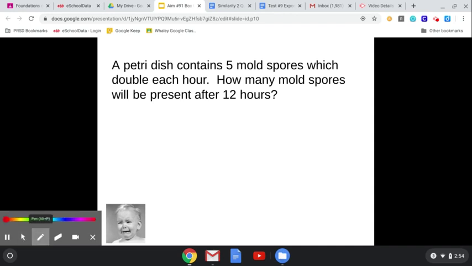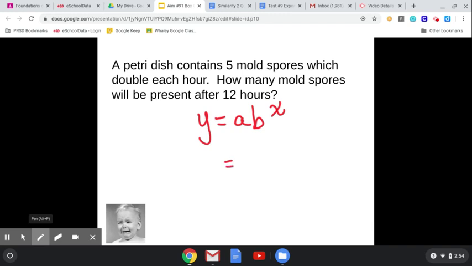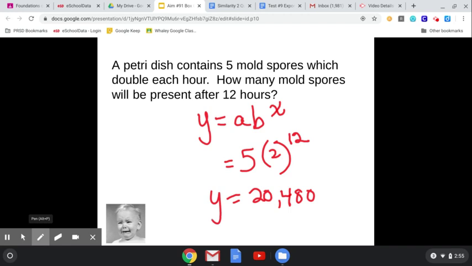A petri dish contains 5 mold spores, which double each hour. How many mold spores will be present after 12 hours? Okay, that's our standard exponential equation. 5 is our initial amount. It's doubling each hour, so our b value is 2. Our x is the time, 12 hours. Go to my calculator. 2 to the 12th is 4,096 times 5. 20,480 spores will be there after 12 hours.